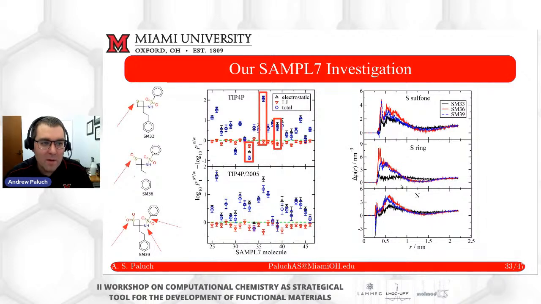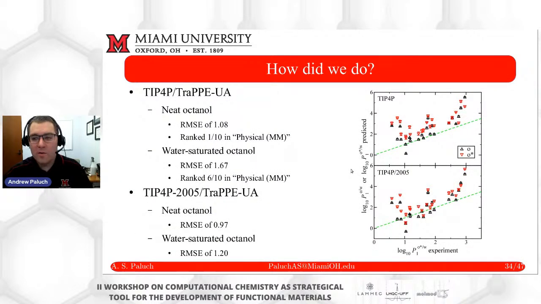Again, here's sample 33, 36, and 39. Now all I'm plotting is the difference in local density of hydroxyls around the sulfur, my sulfonone group, my sulfur ring, and nitrogen. In 36, again, the biggest effect is that we see this larger change in local density compared to my other cases. Okay, so in the interest of time, I'll speed up a little bit.